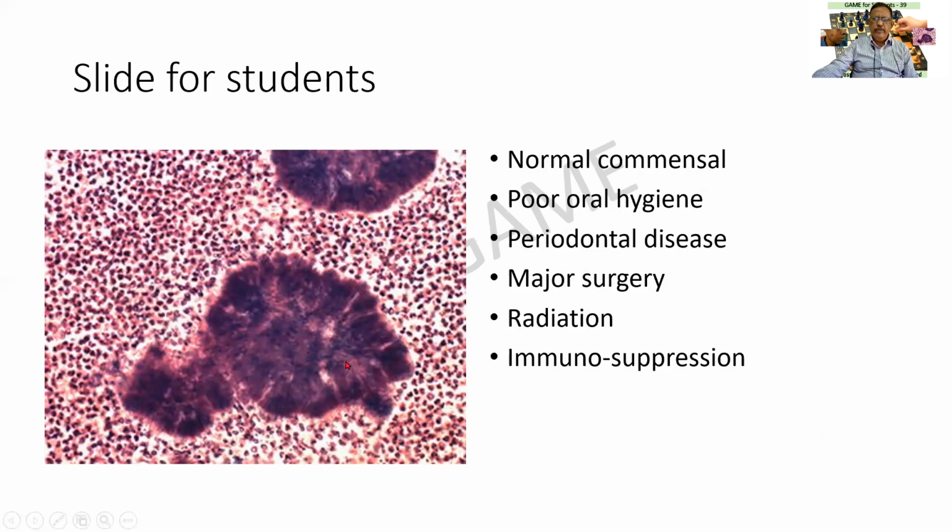And this will definitely be the slide for you students. There is a hematoxylinophilic, or bluish, entangled mass of filaments, and towards the periphery of it I am able to find a pink line. Still more in the periphery are the inflammatory cells, mainly neutrophils in this particular case. It is a normal commensal found in the oral cavity, but because of poor oral hygiene, periodontal disease, major surgeries, radiation, and immunosuppression, a patient can manifest actinomycosis.